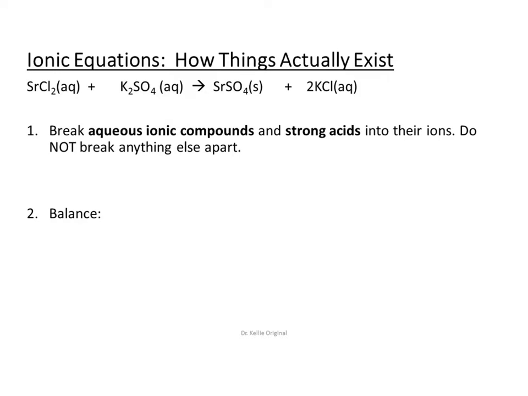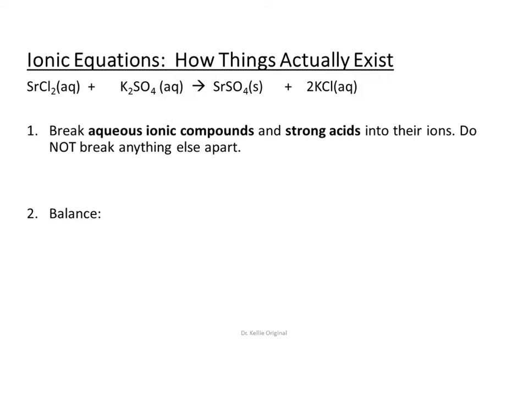Writing an ionic equation is really pretty easy. All you're going to do is break your ionic compounds up into their ions, and then you're going to balance. The place where people run into problems with ionic equations is they want to invent ions. Remember your nomenclature rules. If you can't name it, you can't write it.